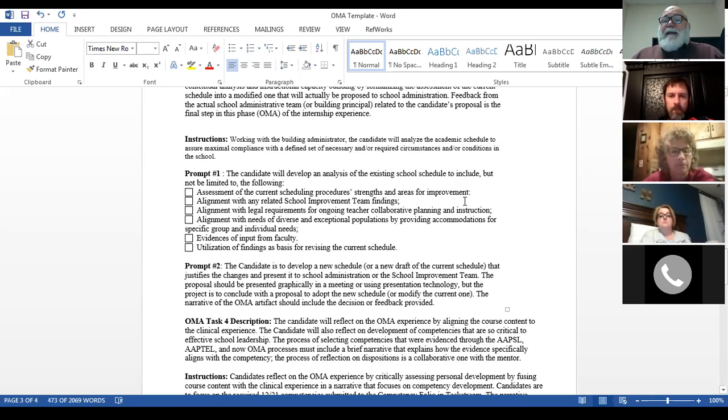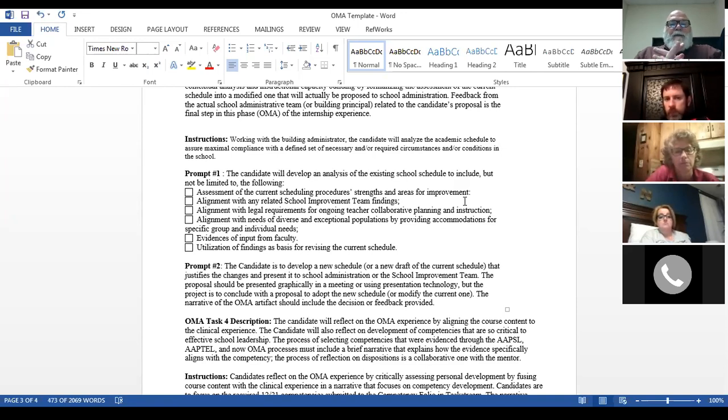Your scheduling procedures, not the schedule itself. Did you go by your federal stuff first? Then did you put your state stuff in? Then did you look at your local non-negotiables? Alignment with any school improvement team findings. I mean, if we're going to stress math this year, don't you think we ought to work that into the schedule so that we're teaching more math this year? Alignment with legal requirements. That's that legal document I just showed you for planning and duty-free time, those kinds of things. Alignment with needs of diverse, exceptional populations. That's your federal programs. Evidence of input from your faculty. That's number 5.